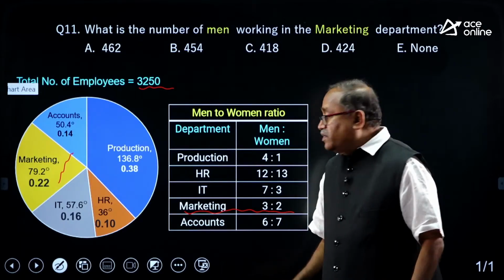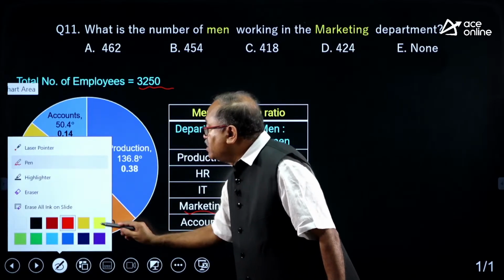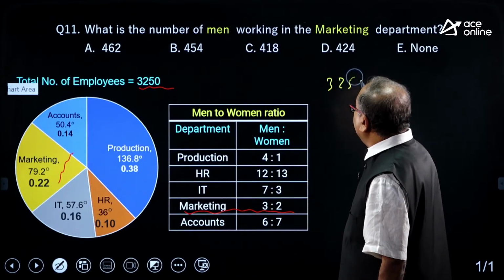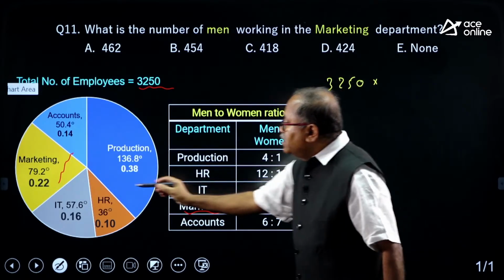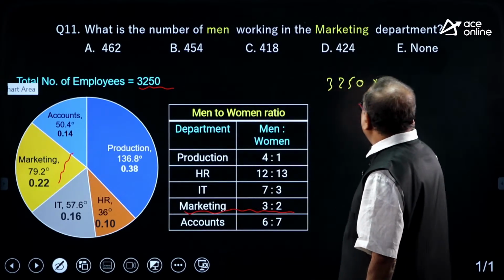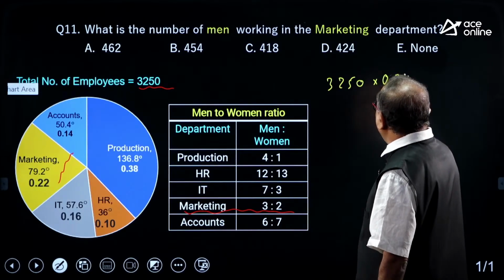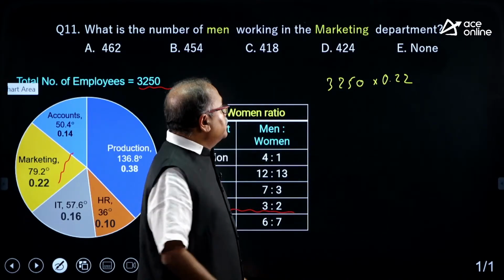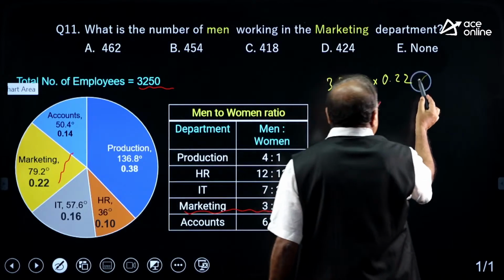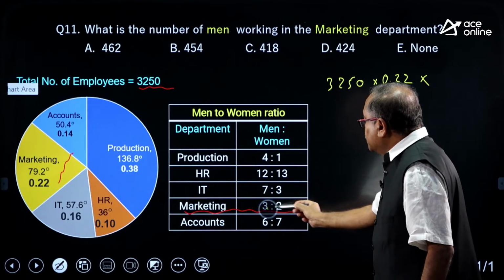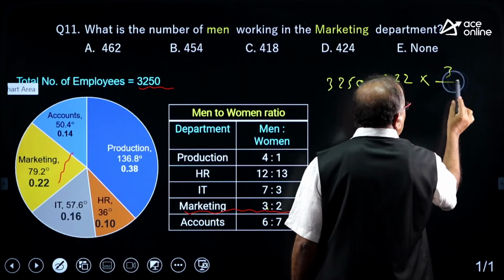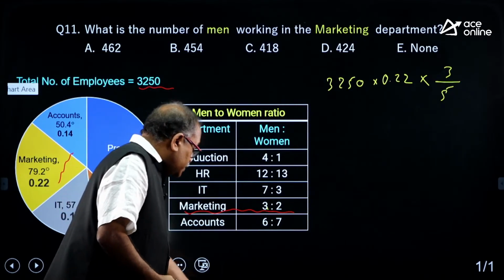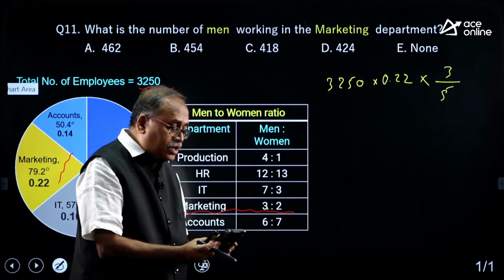So, the calculation goes in this way. Immediately you can start writing the calculation, 3250 total. I need the 22%, so into 0.22 or 22 by 100, whatever you feel like writing, and from there I need the men, that is 3 parts out of 5 parts. Right, my dear friends. So, now you can conclude the calculation.